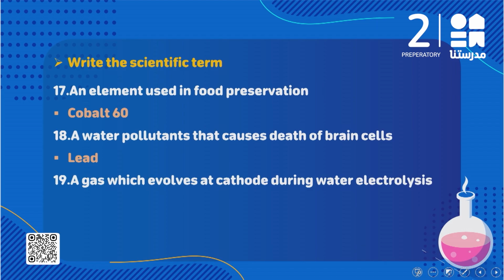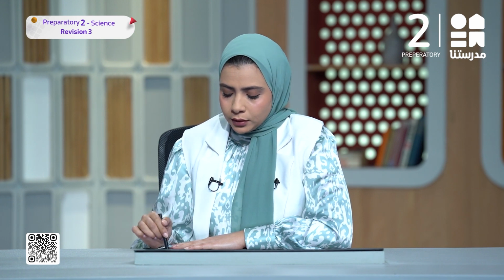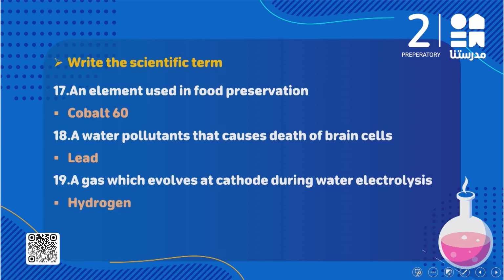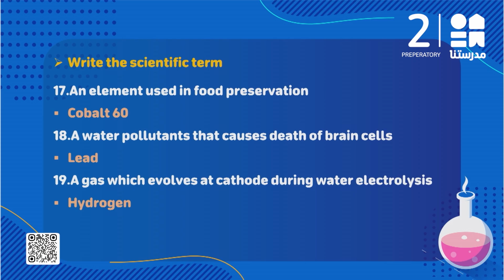Okay, type gas which evolves at cathode during the water electrolysis. Cathode is the negative pole of Hofmann's voltmeter and the gas evolves at the cathode. It's called what? Hydrogen gas. And the gas evolves at the anode. Do you remember? It's what? It's oxygen gas. يبقى in Hofmann's voltmeter we use it to separate the component of water from each other اللي هو الأكسجين والهيدروجين. Hydrogen evolves at cathode pole and oxygen evolves at anode pole.